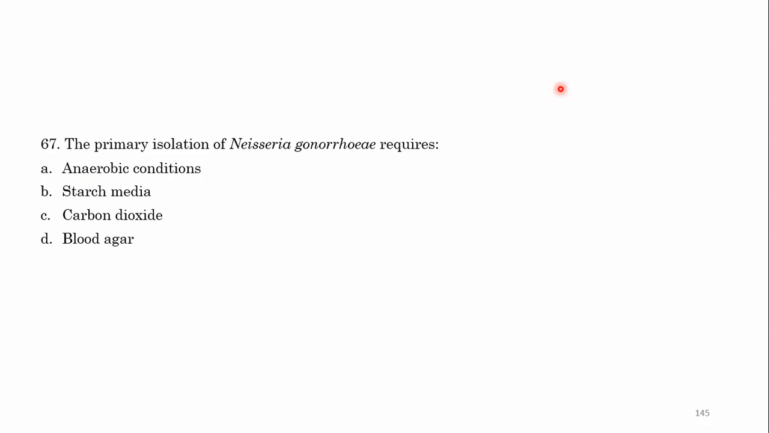67, the primary isolation of Neisseria gonorrhea requires A, anaerobic conditions, B, starch media, C, carbon dioxide, or D, blood agar plate. The correct answer is letter C, carbon dioxide. Neisseria is a well-known capnophile or carbon dioxide-loving bacteria. 67, letter C.